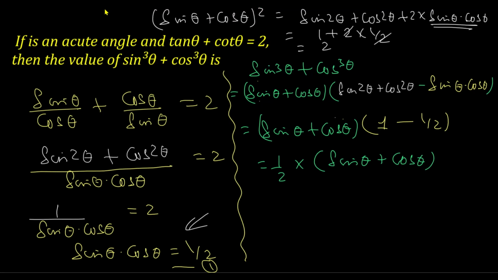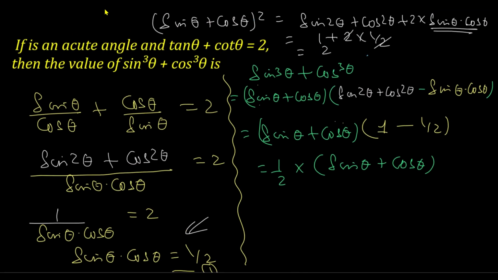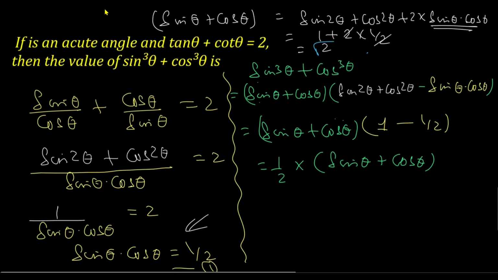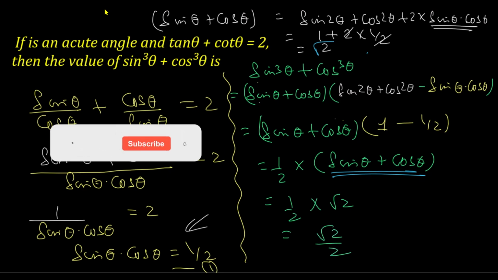And if you transpose this square onto the other side, we are going to get sine theta plus cos theta as under root 2, if I remove this square. So we got the value of sine theta plus cos theta as root 2 from here. So that should be the answer. If I multiply this with root 2, we are going to get root 2 over 2. Am I right? Yeah, now this is correct.